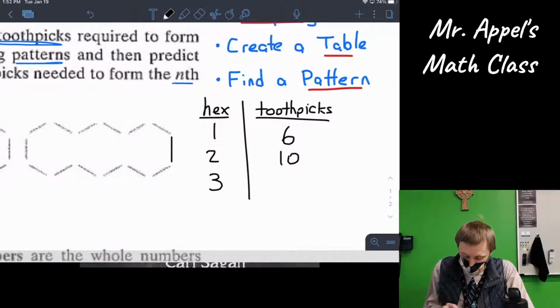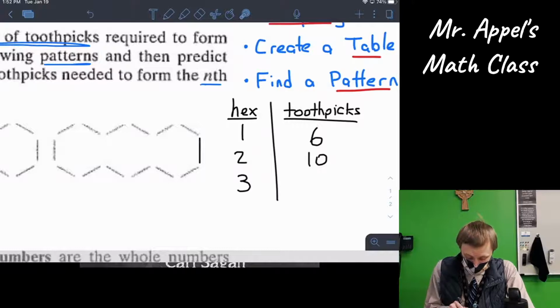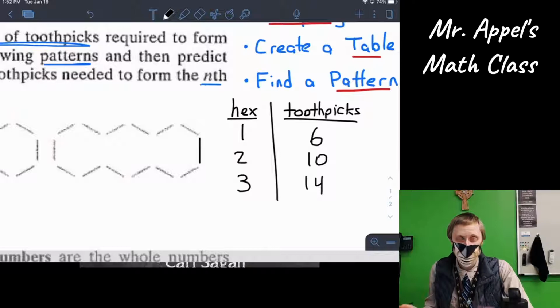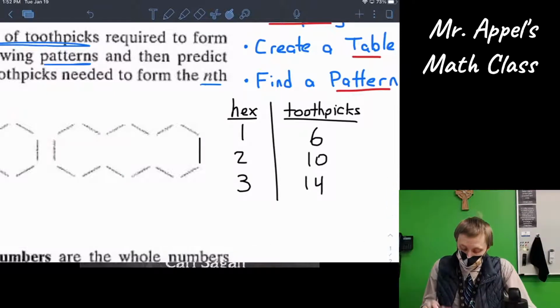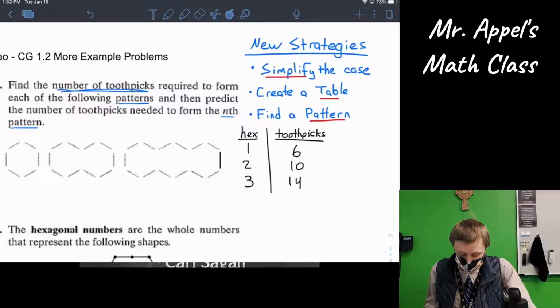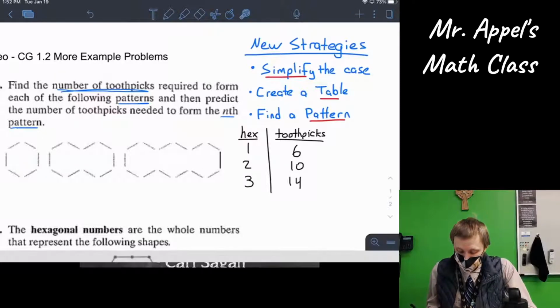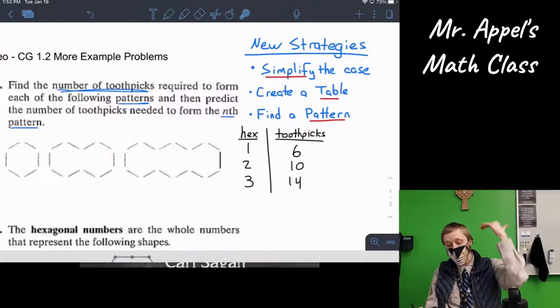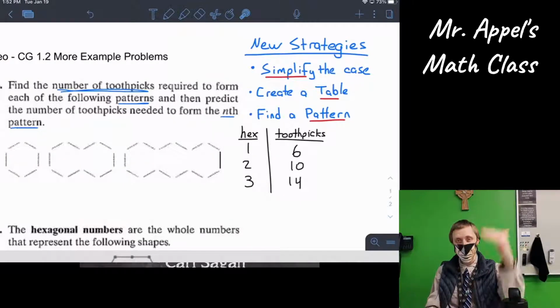And for 3 hexes in a row, let's count. 1, 2, 3, 4, 5, 6, 8, 10, 12, 13, 14. 14 toothpicks. So far, all we've done is just record what we already know in a different format. Did that give us the answer? No, right? So we ran one strategy. We created a table. Did that give us an answer?